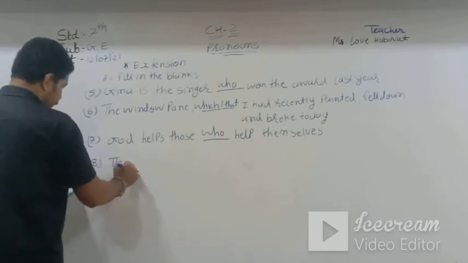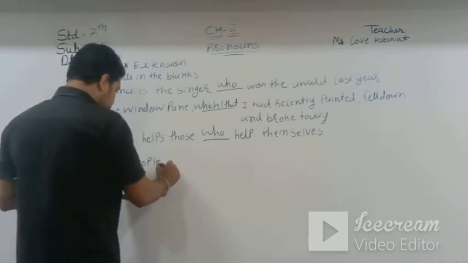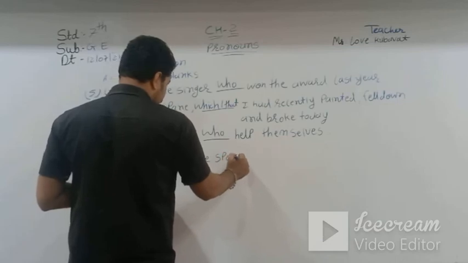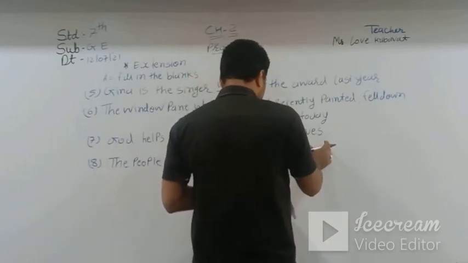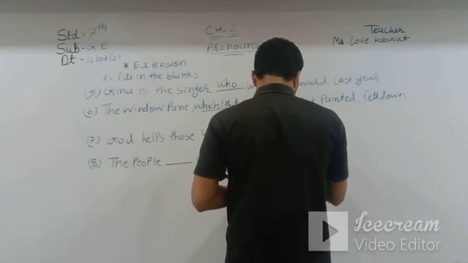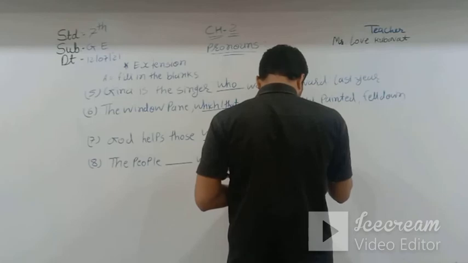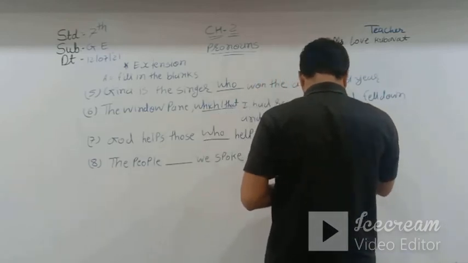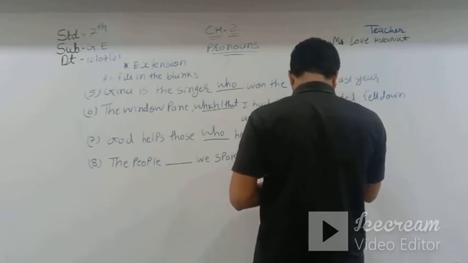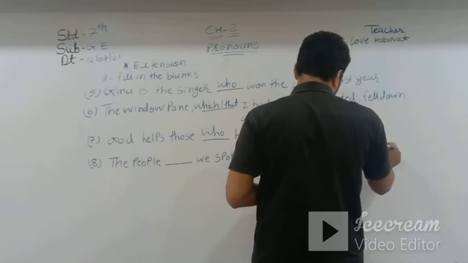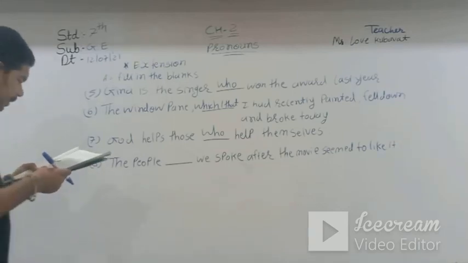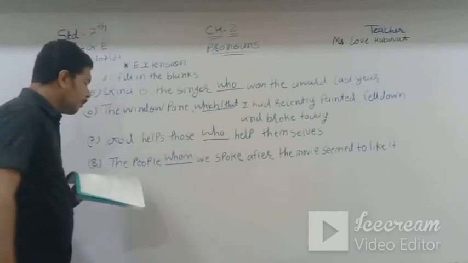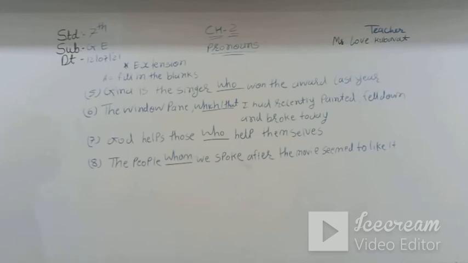Eighth one, the people blank we spoke after the movie seem to like it. Last one, the people blank we spoke after the movie seem to like it. The answer is who. The people whom we spoke after the movie seem to like it. Okay, student, first of all, write down in your book.